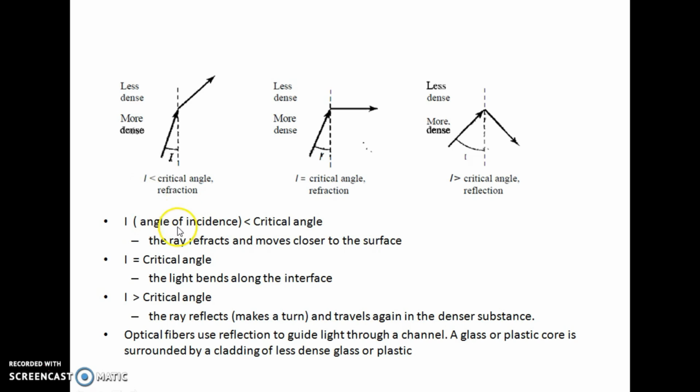In this diagram, we are comparing I, the angle of incidence, and the critical angle. If I is less than the critical angle, the ray refracts and moves closer to the surface. If I equals the critical angle, the light bends along the interface. If I is greater than the critical angle, the ray reflects and travels within the denser substance. So optical fibers use reflection to guide light through a channel. A glass or plastic core is surrounded by a cladding of less dense glass or plastic.